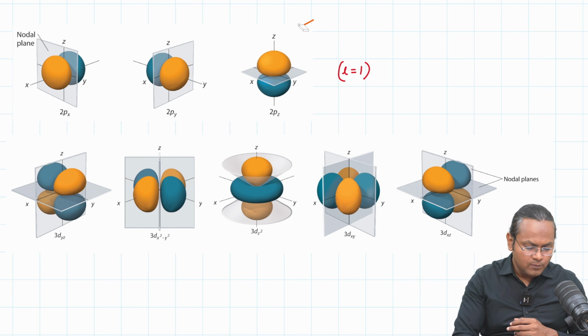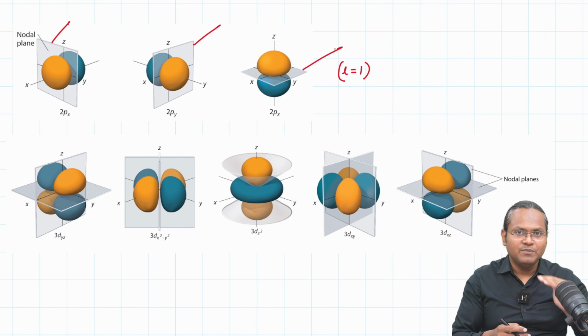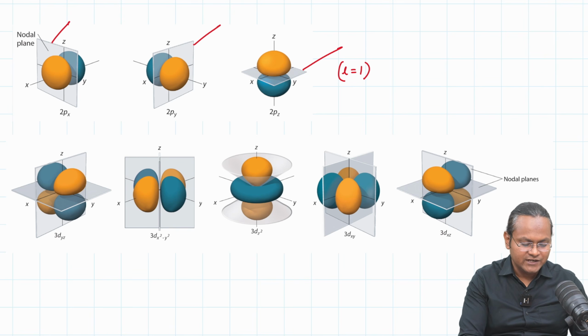How many such nodal planes exist for L is equal to 1? One each. One nodal plane, one nodal plane, one nodal plane. So the entire structure has been sort of sliced by a nodal plane of 0 probability density.